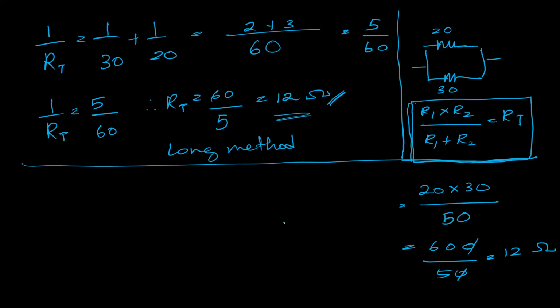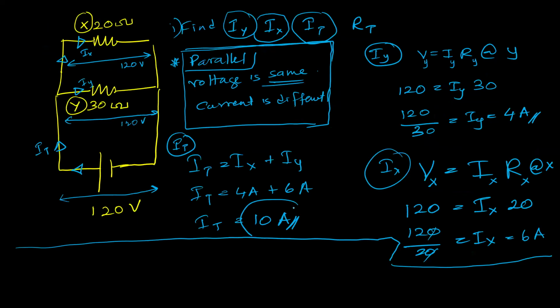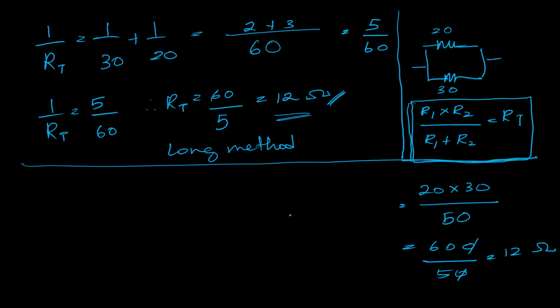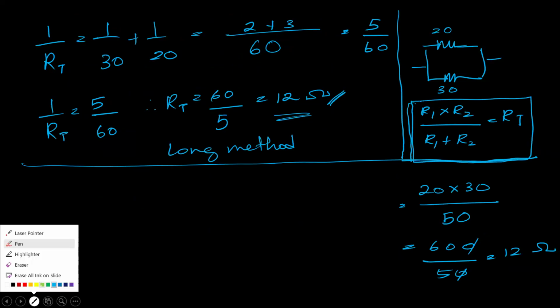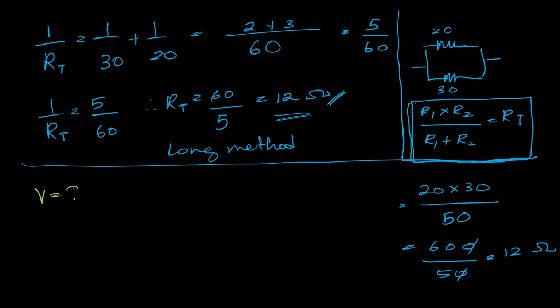Okay, then earlier we found that I total is 10 ampere, right? That is by adding the individual currents. Shall we double check and see? To double check that, we are going to use V equals IR for the total circuit.